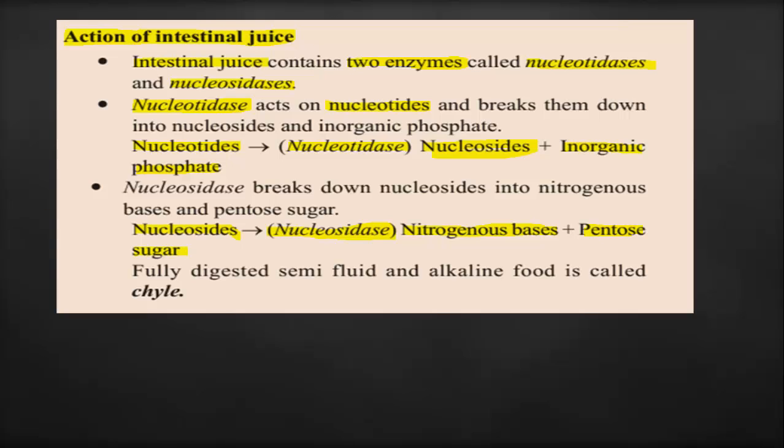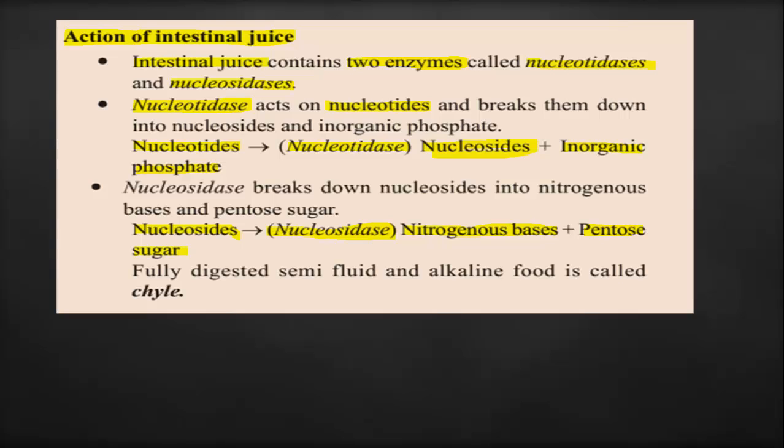When many nucleotides are added to each other with the help of phosphodiester bonds, it results in the formation of a polynucleotide chain. So the polynucleotide chain itself is the nucleic acid. It may be DNA or it may be RNA.